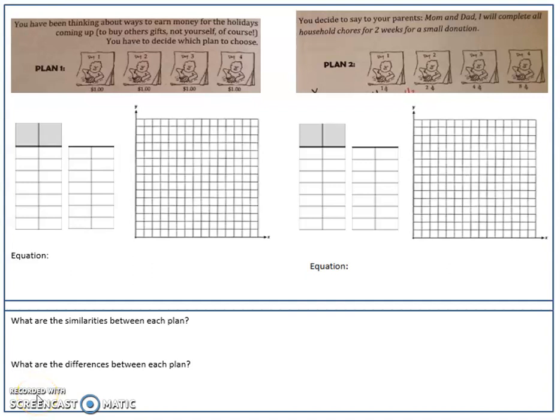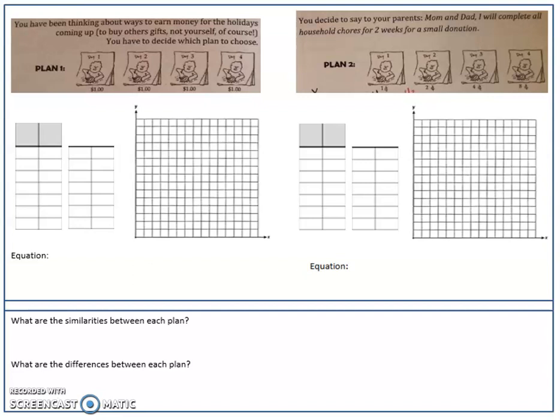Okay, so for page 679 of your interactive notebook, you're going to title it Linear versus Exponential Growth. You have a sheet that looks like this. If you'll cut it out, it's going to be pasted on there. And so we are going to be looking at two different plans, Plan 1 and Plan 2, to illustrate the difference between those two growths, linear versus exponential.